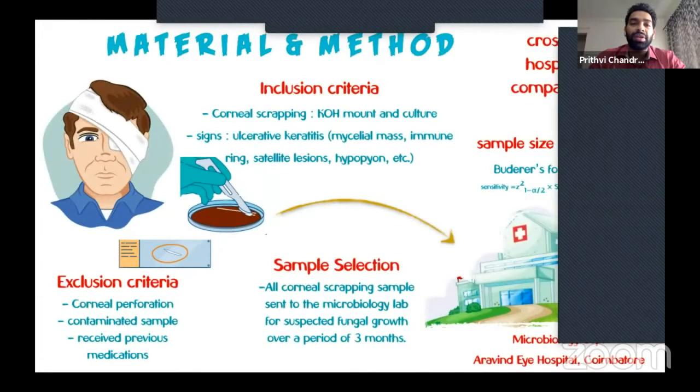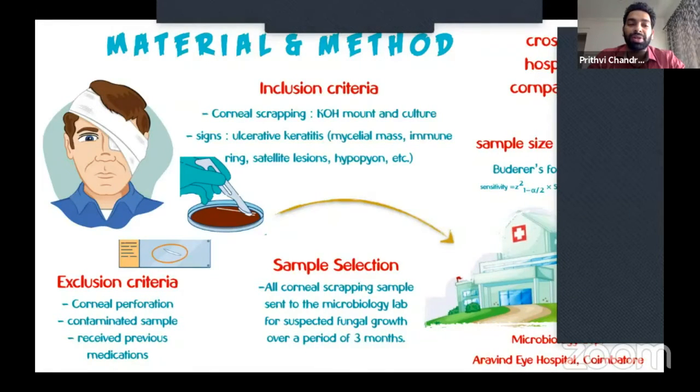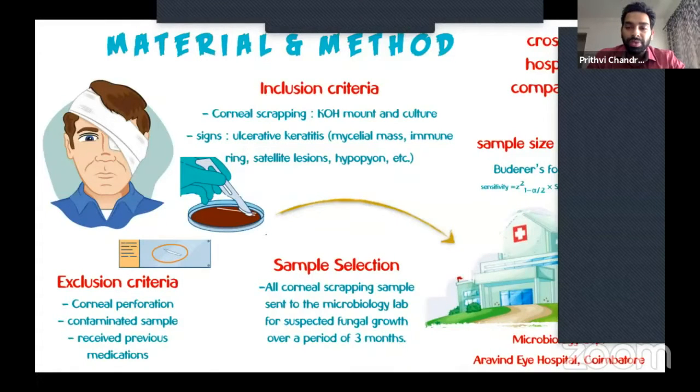So in this study, we included patients who had come for corneal scraping and got KOH mount and culture done. The exclusion criteria were corneal perforation, contaminated sample, and any previous medications. It was a study conducted over a period of 3 months. The sample size was 198. It was done in the microbiology department of Aravind Eye Hospital.